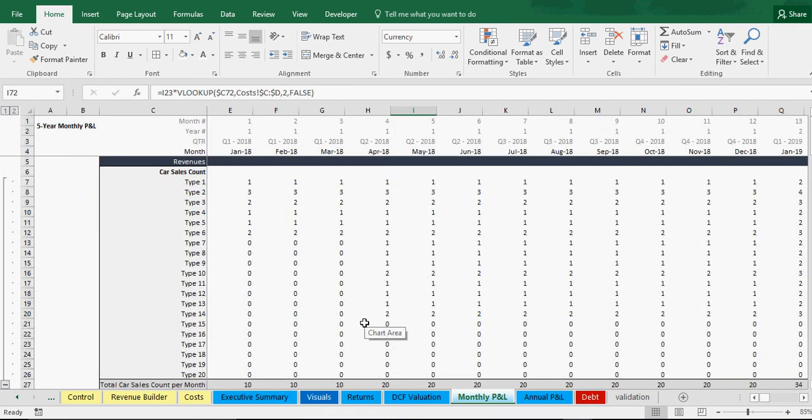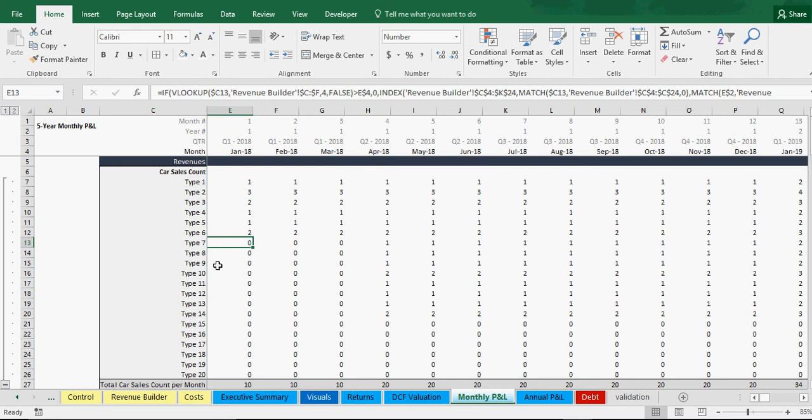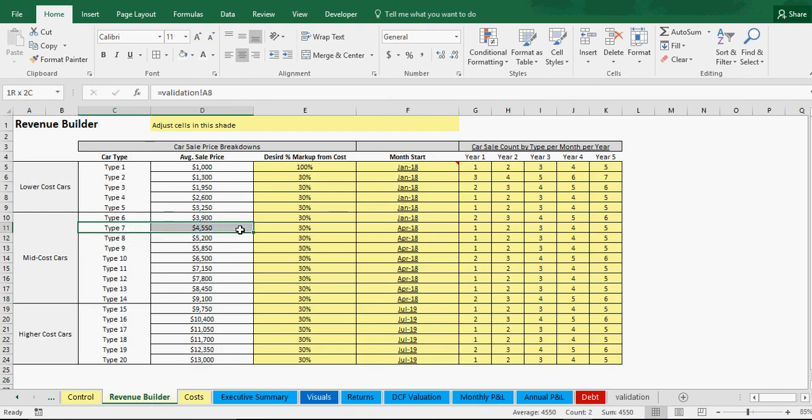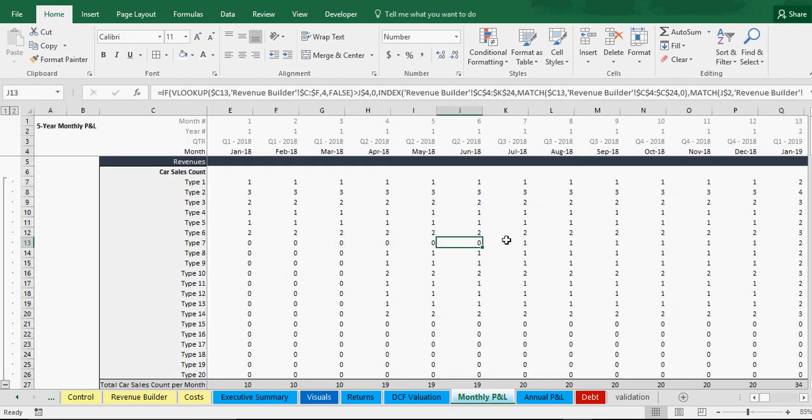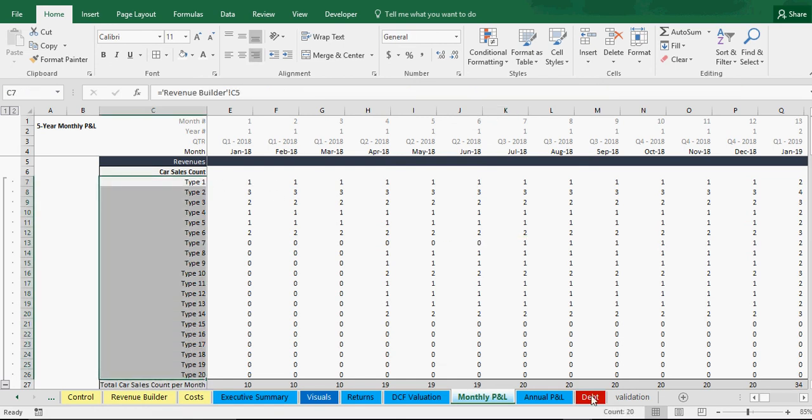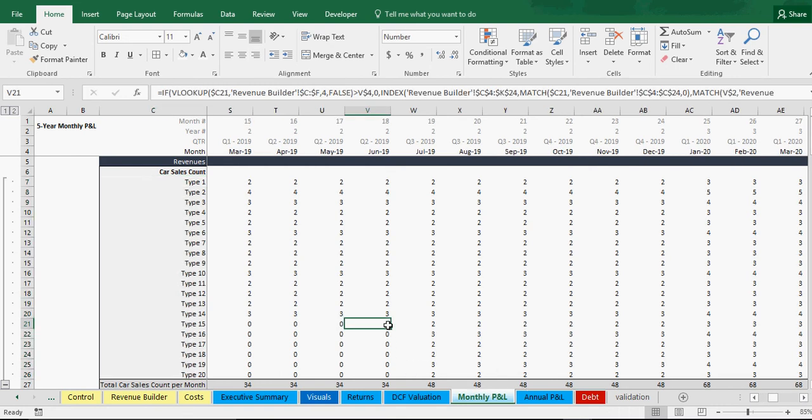Okay, then we have our monthly P&Ls. These all go on the assumptions you can see here. When I started in Type 7, there's no sales until April. You can see that here. Type 7 is, yep, that's the month we changed to April. Let's say I put that to July. Now look, there's zeros up until July. So that works perfectly. You can do that for all the types, they're all affected by that, and then it goes out in time. You can see Type 15 and down start in July of 19.